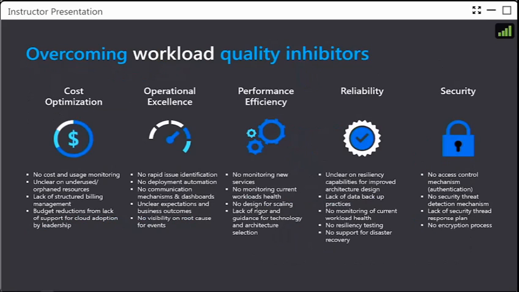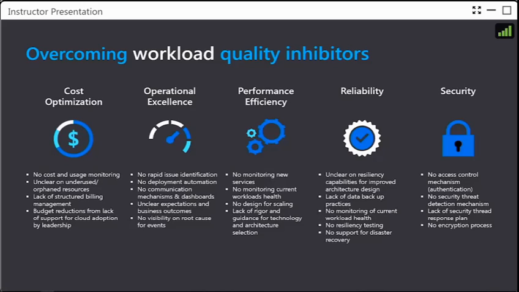There are several factors that can affect overall workload quality. Here are some quality inhibitors to look out for that can be addressed by framework guidelines. Let's look at cost optimization. A couple of the bullet items here. No cost and usage monitoring. That's not a good thing. Unclear or underused orphan resources. Lack of structured billing and management. These are places where cost can get away from you.